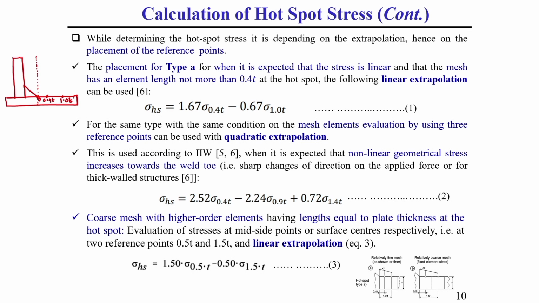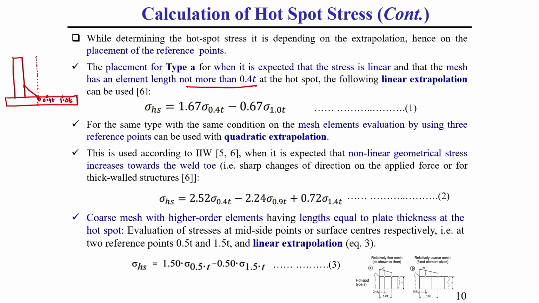So, generally for the hotspot method in type A, here one thing you should keep in mind: the mesh size should not be more than 0.4 t around the weld toe zone. This you should keep in mind. And how is this linear extrapolation done?